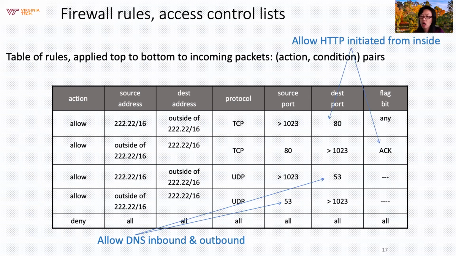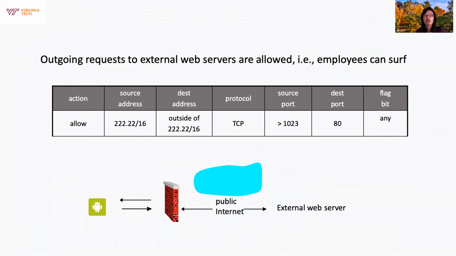The next two rules are for port 80, and it sounds like HTTP traffic is allowed both ways. The second rule has this interesting flag bit requirement: if the ACK bit is on, then it's allowed. We'll explain why that's the case. Deny all is the last rule.